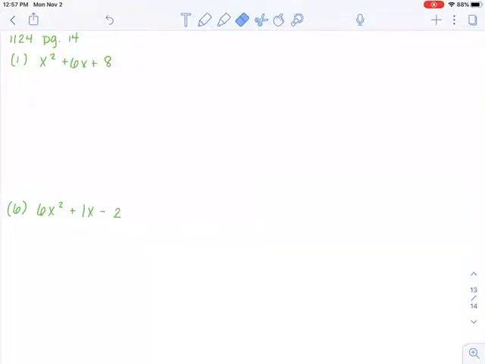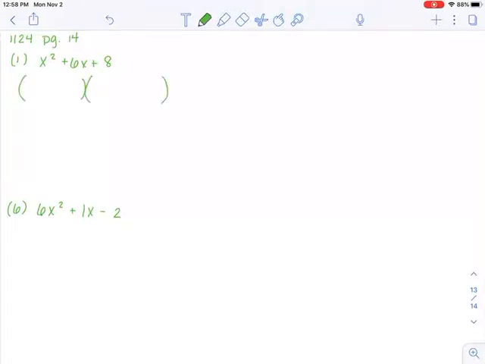Alright, so we're going to look at number 1 on page 14. The first thing we have to notice is that we always look at our leading coefficient. For our first term, is there a coefficient other than 1? If there's not, it's a lot easier. When you factor a trinomial, you always end up with 2 binomials.